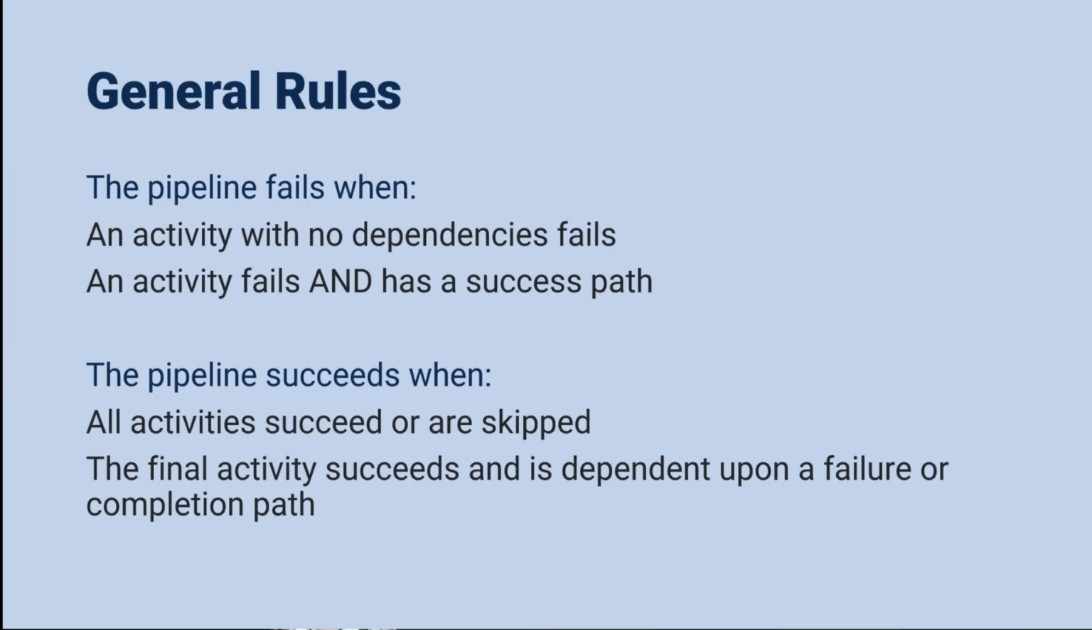So if we summarize all that, the pipeline will fail when an activity with no dependencies fails, or when an activity fails and has a success path. The pipeline succeeds when either all activities succeed or are skipped. And the pipeline also succeeds when we have that try-catch pattern, where there's a failure or a completion path and no success path.